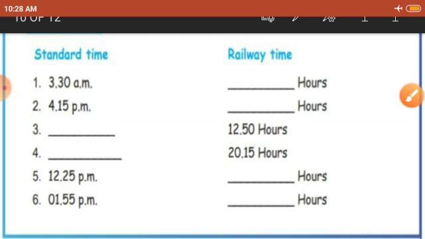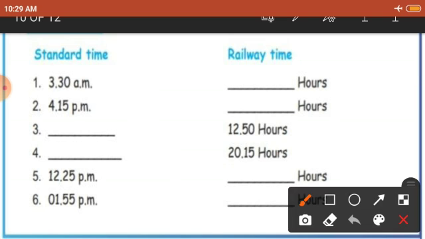Next one is, they didn't give the standard time, but they simply gave the railway time. It is 12:50 hours. So if it is 12 p.m. or 12:01 p.m. or 12:02 p.m. or 12:50 p.m., what will you do? Just write what you had there, because there is no change when it comes to railway time. So here it is actually 12:50 p.m.